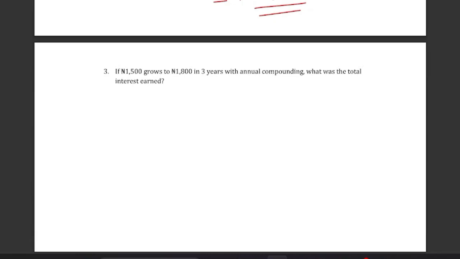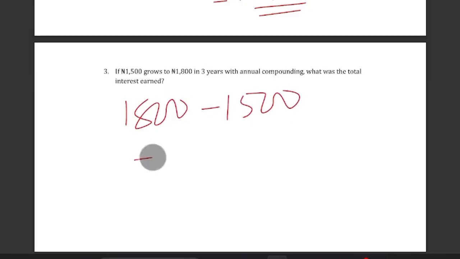If 1,500 grows to 1,800 in 3 years with annual compounding, what was the total interest earned? So this one, just subtract. It grows from 1,500 to 1,800. That means 1,800 minus 1,500. So that means the interest is 300. All right. I hope this is very clear to you. So I wish you the best. All right. So that's it.